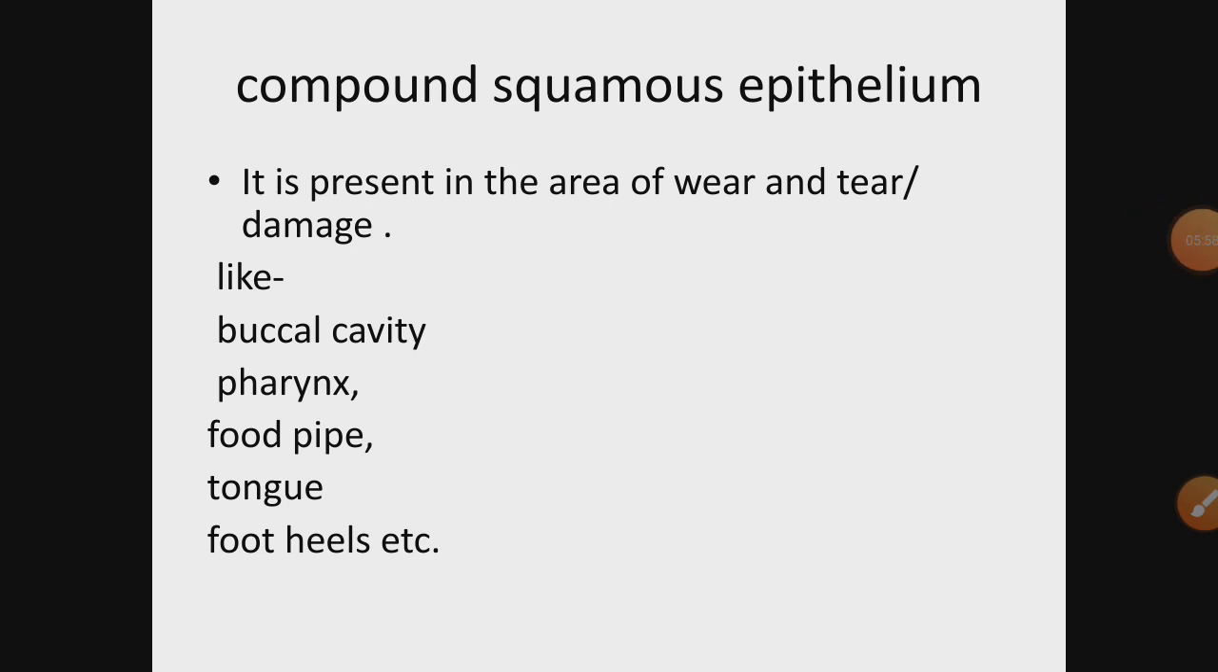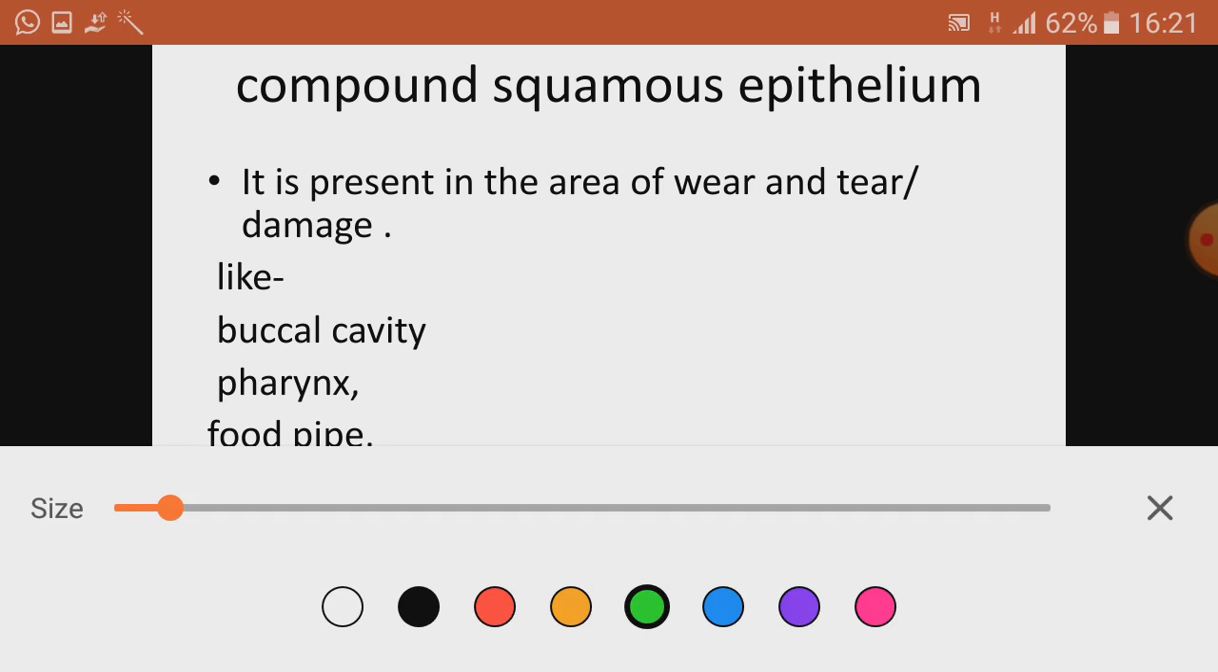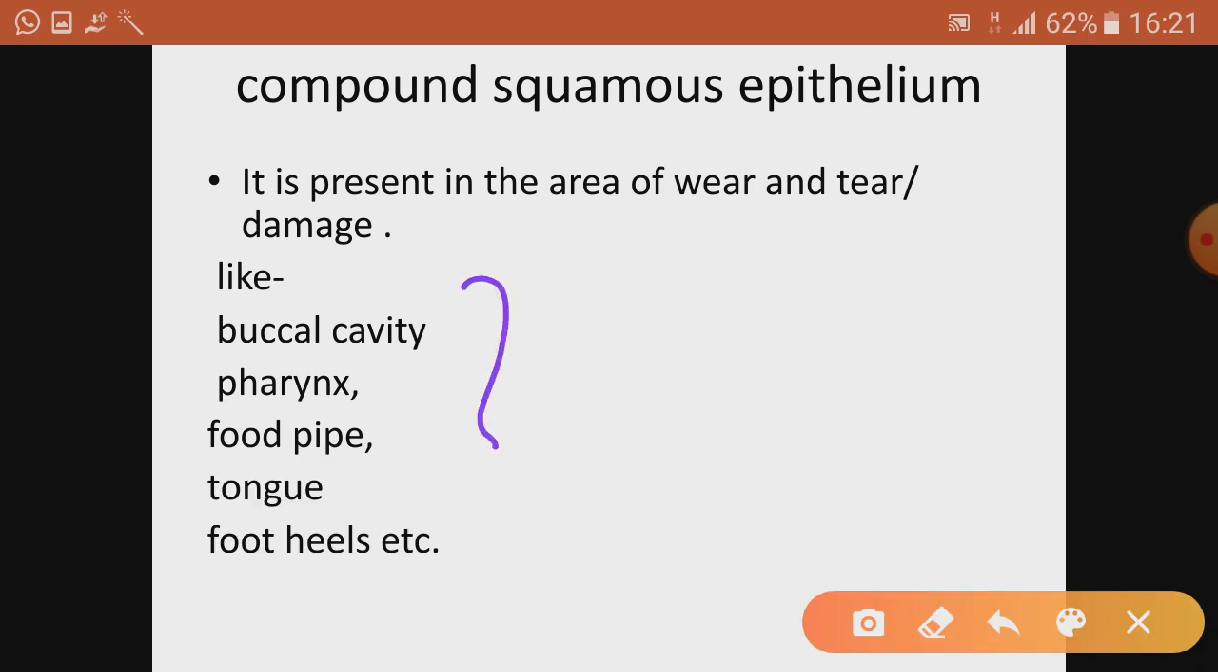Now, as we know that compound squamous epithelium has multiple layers of cells, it means it is present in the areas of the body where there are more chances of damage and wear and tear. So what are those areas? Such areas may be the tongue, food pipe, pharynx, buccal cavity, which is also called oral cavity, or foothills. So these are the areas where there are more chances of wear and tear, damage.